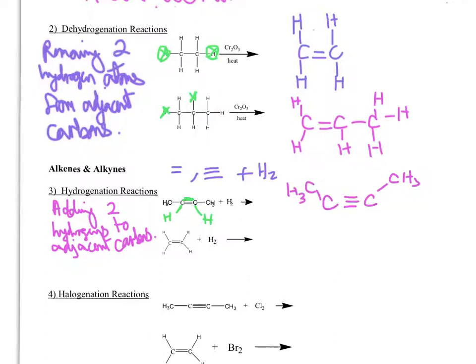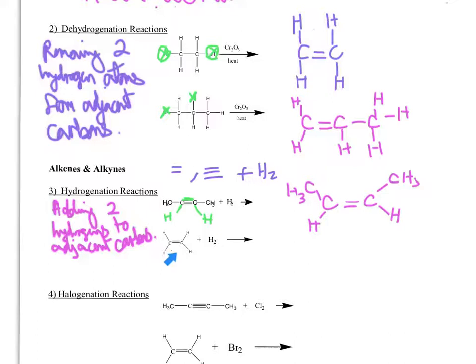There it is. I'm going to add a hydrogen to this carbon, a hydrogen to this carbon, which makes one of these bonds break. And so I end up with a double bond. So that's my product. I could do it another time and add another hydrogen here and another hydrogen there. Guess what? We'd form an alkane.